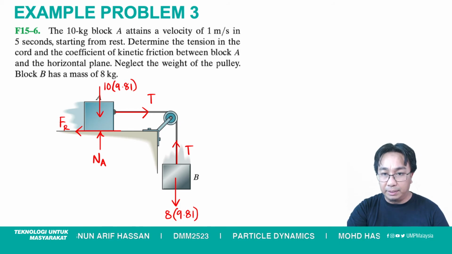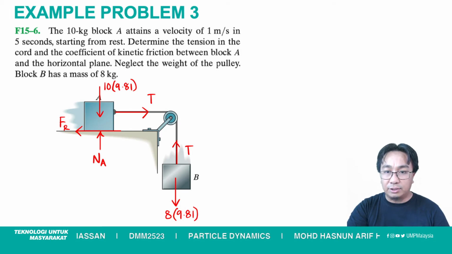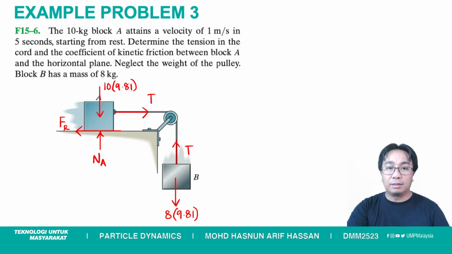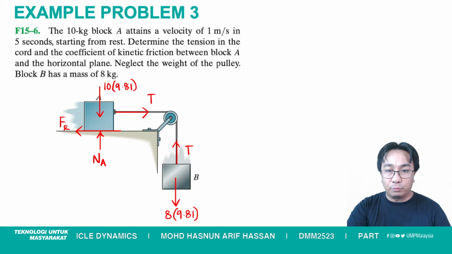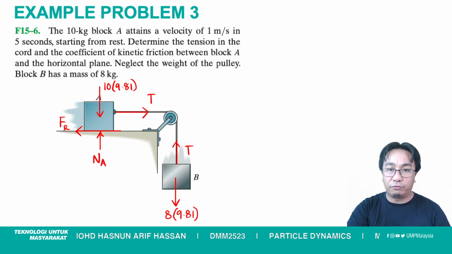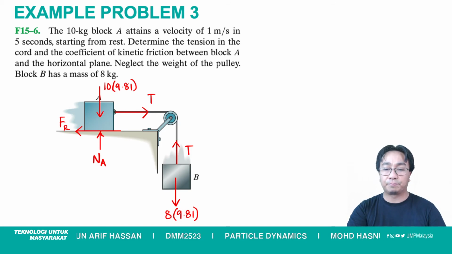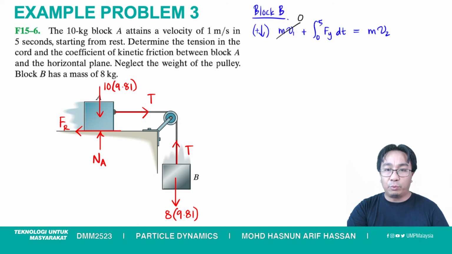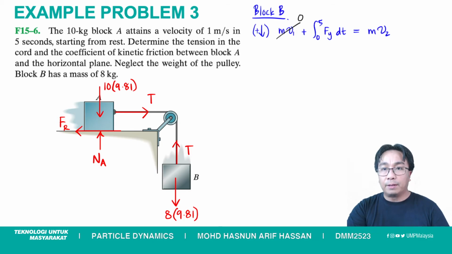For block B, down here we have the tension and the weight only. For block A, we have 4 external forces acting on it: the weight, the normal reaction force, the friction, as well as the tension. So let's go to block B first so that we can find the tension.